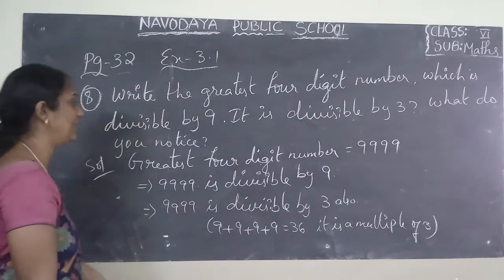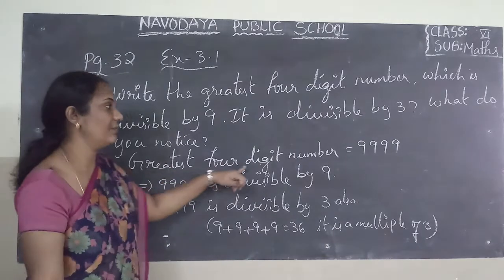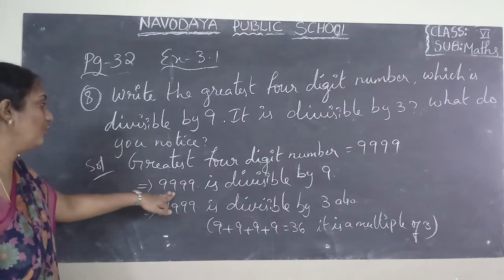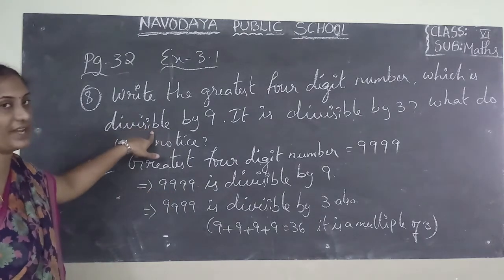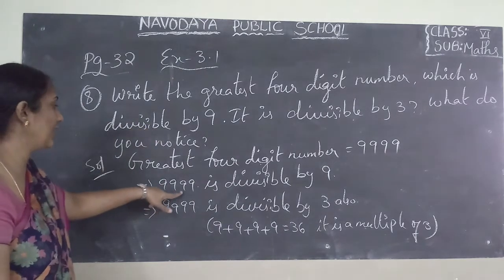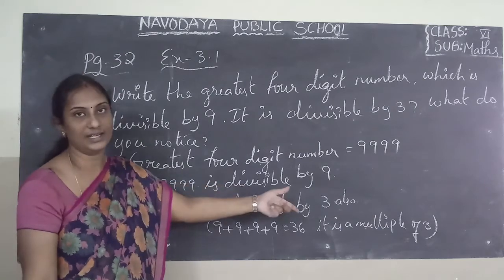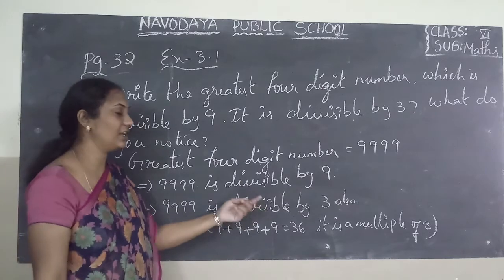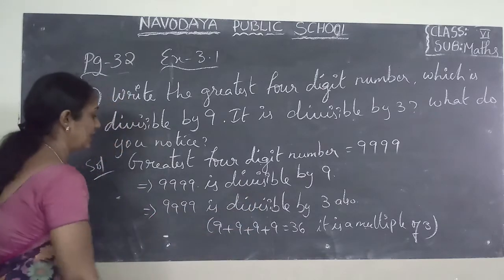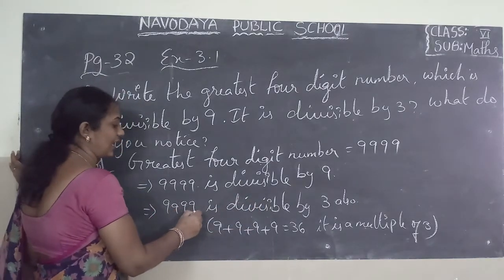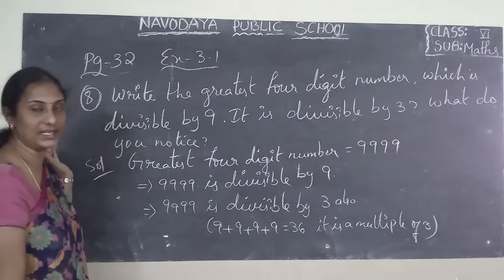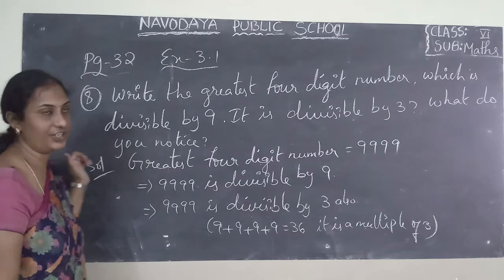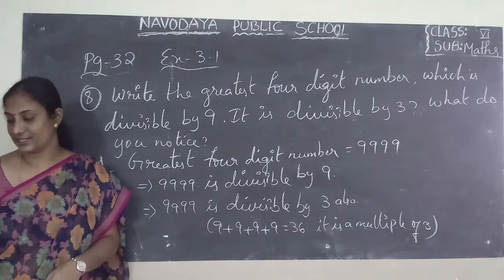Once again I am repeating the sum. See, greatest four-digit number equal to 9999. Now we have to check if it is divisible by 9 or not. So 9999 is divisible by 9. So 9999 is divisible by 3 also. See, 9 plus 9 plus 9 plus 9 equal to 36. 36 is a multiple of 3. Okay children, do you understand? Now see the next one.